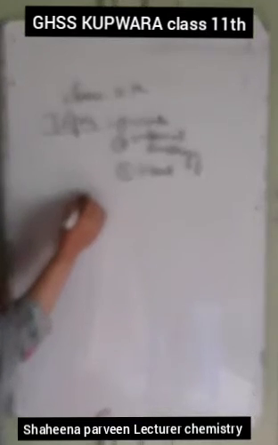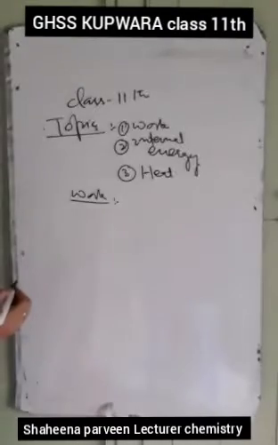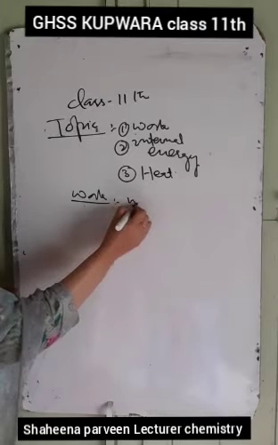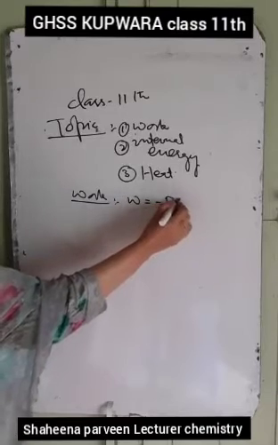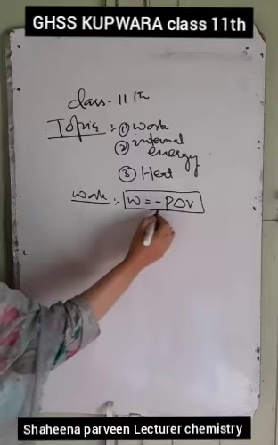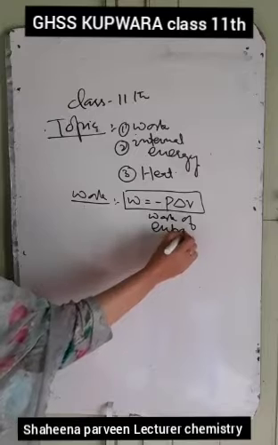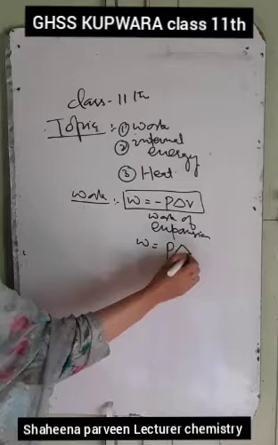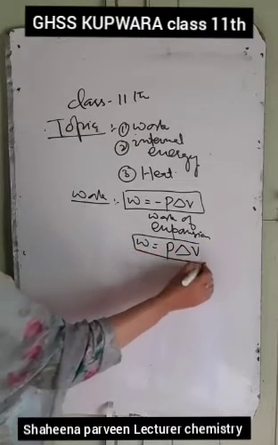वर्क के बारे में हमने पढ़ा है कि वर्क is a form of energy which is transferred between the system and the surroundings due to pressure difference. वहाँ पर हमने डिराइव की थी इक्वेशन W is equal to minus P del V for work of expansion, and for work of compression W is equal to P del V. This is regarding the work.